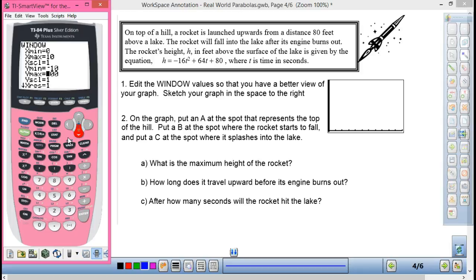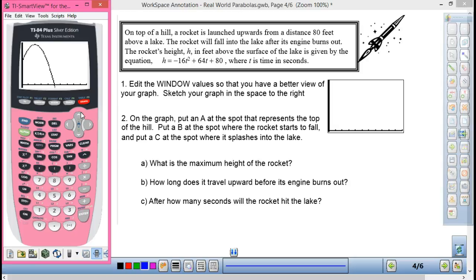We're at 100 right now. What do you want to change it to? Okay, so let's try 150. Does it fit? All right, so draw it into your box. They want you to draw it. That's number one, sketch the graph in the space.